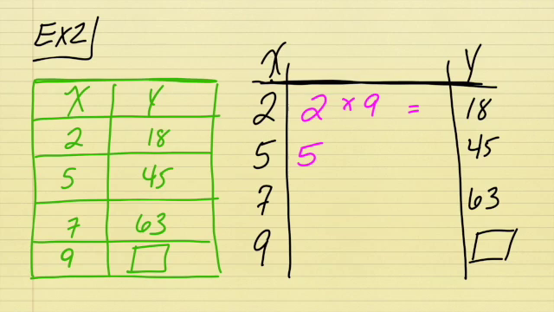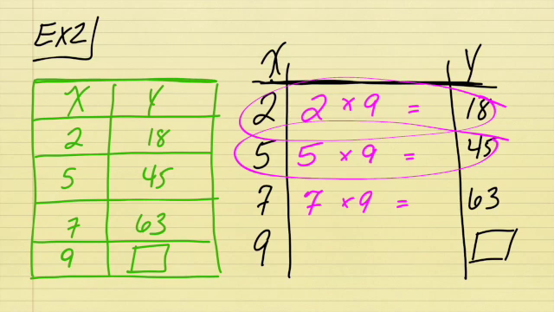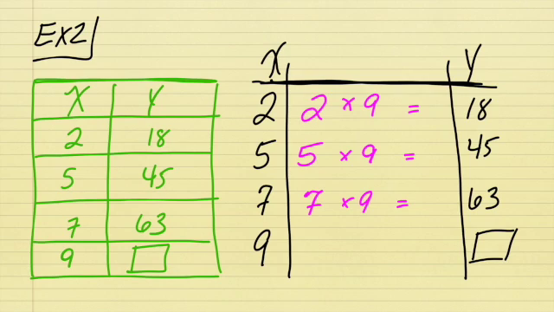Test out the next one. Is 5 times 9 equal to 45? Well, yeah. Test out the next one. Is 7 times 9 equal to 63? Yeah. Now you have to test out every row, because with some tables they give you, it might work for the first one and the second one and then not for the third. They get tricky like that. So I think we're pretty secure that our rule is times 9.